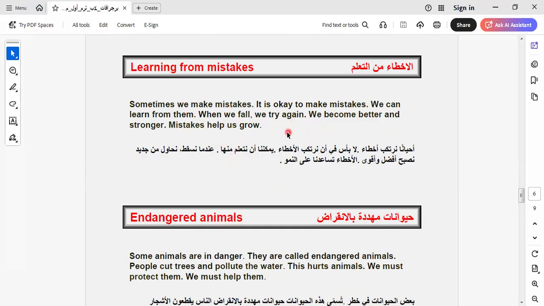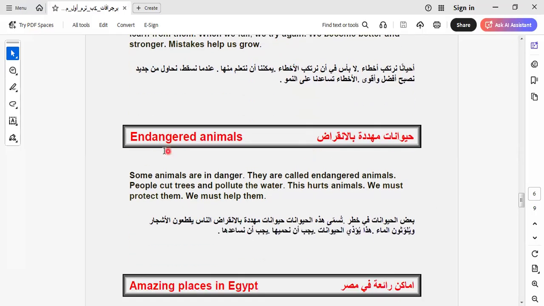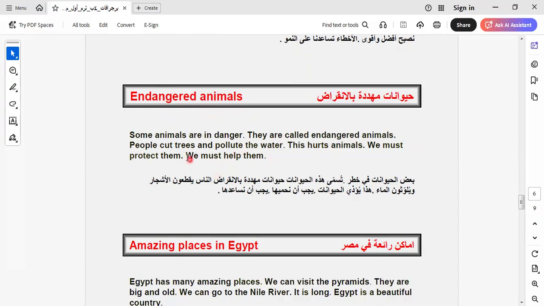Mistakes help us grow. Means what? Means mistakes help us grow up and know what we did wrong. Okay, but this doesn't mean to repeat this mistake again and again. Okay, must know this. Endangered animals. I think this is related to the environment, to nature. Okay, let's know more about this.